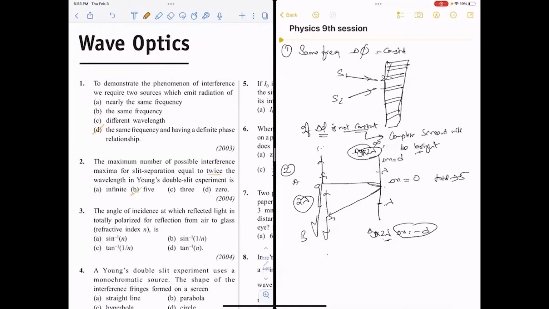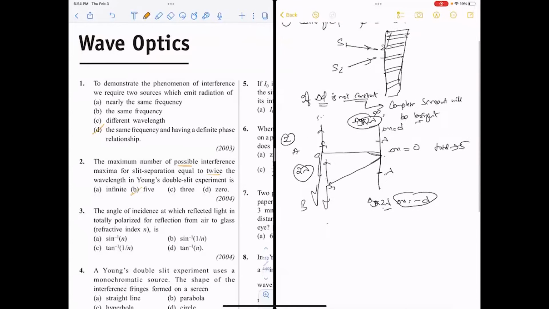But how many can you see on the screen? These 5 maximas are formed, possible. But how many can you see on the screen? What about this lambda and this lambda? 3: central maxima, this lambda, this lambda. Total 3.